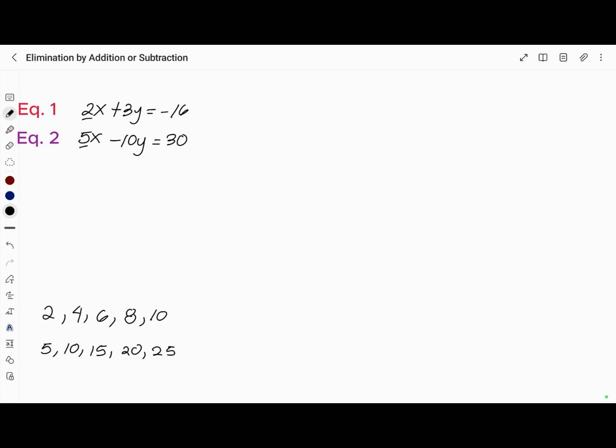Here the LCM is 10. Now, let's modify each equation so they would have a positive and negative 10x. In equation 1, to make a constant value of positive 10 for variable x, we will multiply the whole equation by 5. And for equation 2, so it would have a constant value of negative 10 for variable x, we'll multiply the whole equation by negative 2.